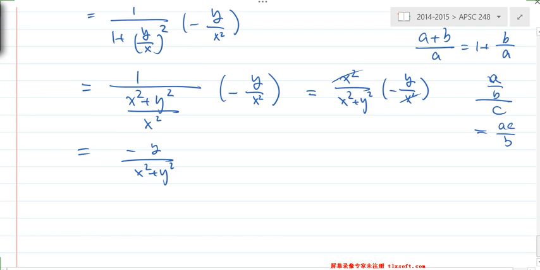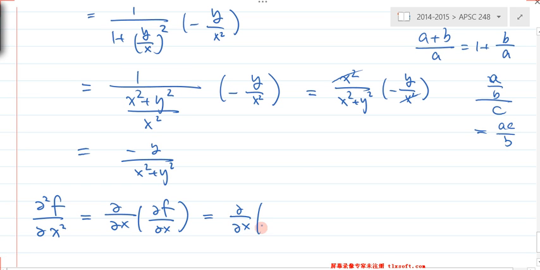So then you're ready to take the second order derivative. Second order derivative means taking the derivative like this, right? Like this. Okay? Yeah.